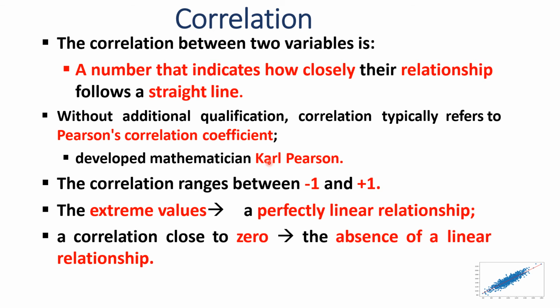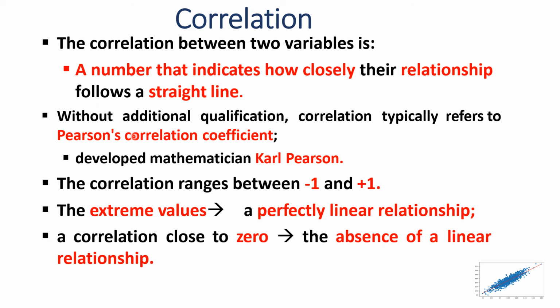The correlation value of two variables should range between -1 and +1. The extreme values show that there is a perfectly linear relationship, and a value close to 0 indicates that there is an absence of a linear relationship.